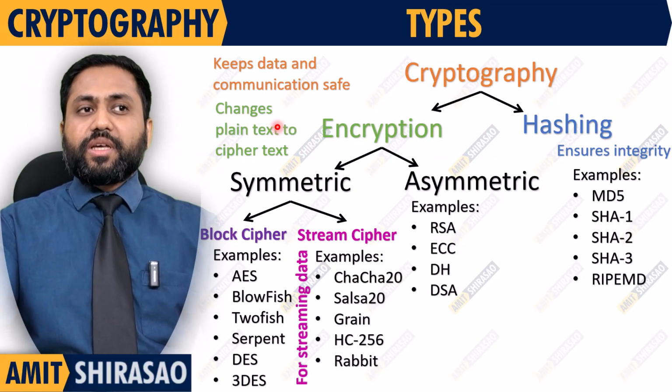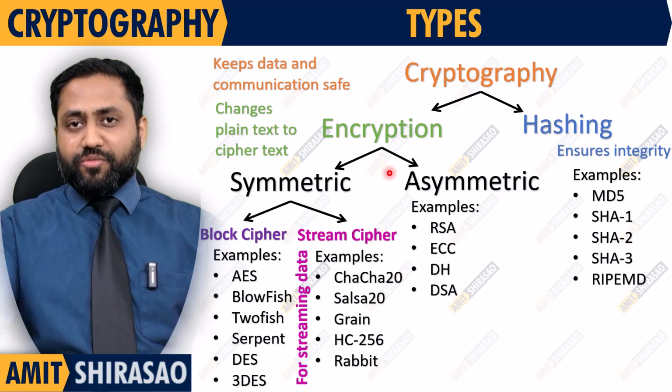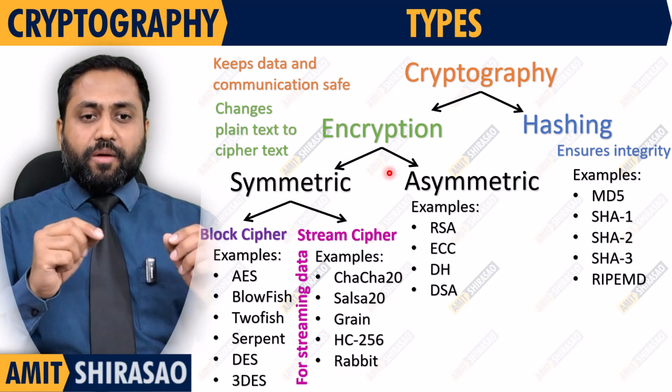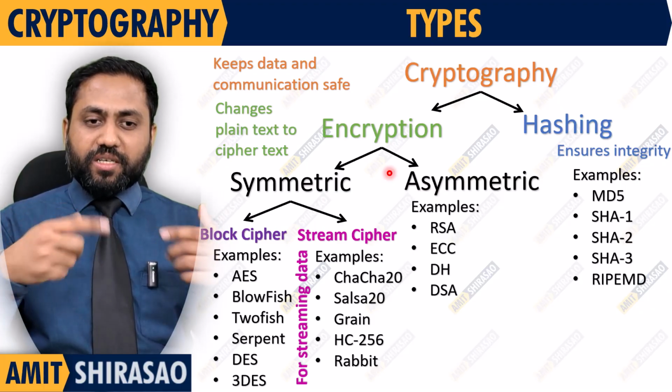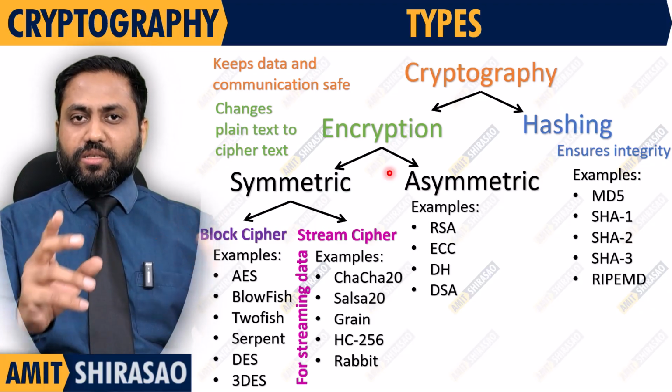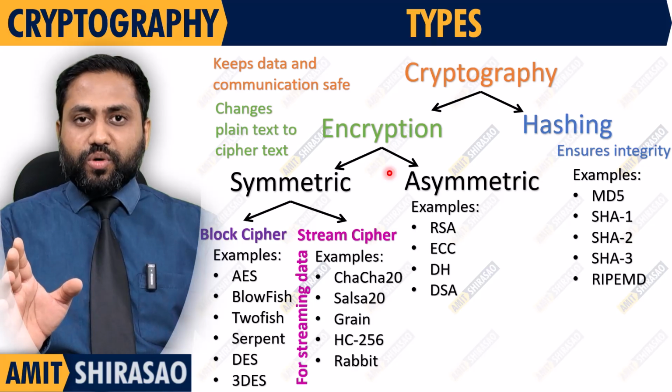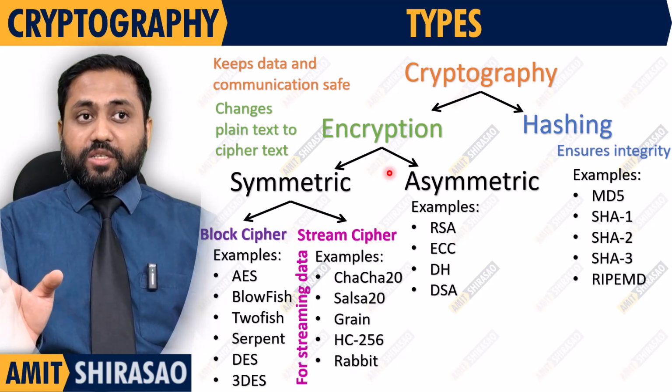What is encryption? Encryption means changing the plain text to ciphertext. That is called encryption. Means whatever is your message, I'll just write it in a gibberish way. I'll just write it in such a way that no one will be able to understand what is written. That is called encryption.